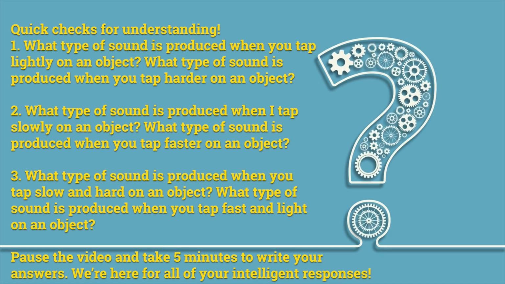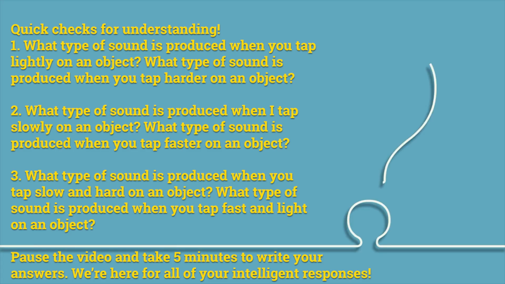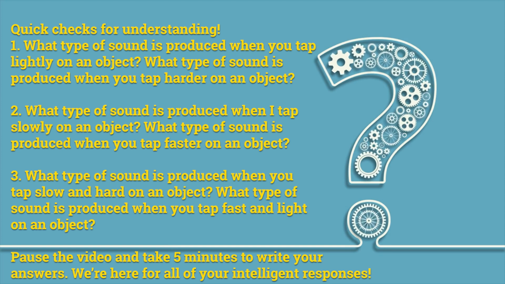Quick checks for understanding. Number 1, what type of sound is produced when you tap lightly on an object? What type of sound is produced when you tap harder on an object? Number 2, what type of sound is produced when I tap slowly on an object? What type of sound is produced when you tap faster on an object? Number 3, what type of sound is produced when you tap slow and hard on an object? What type of sound is produced when you tap fast and light on an object? Pause the video and take 5 minutes to write your answers. We're here for all of your intelligent responses.